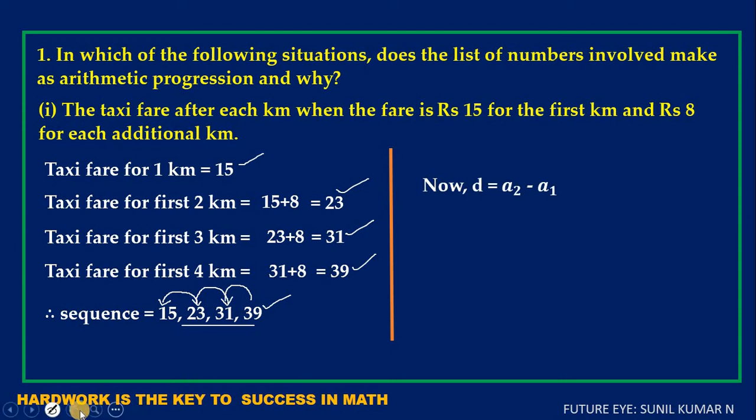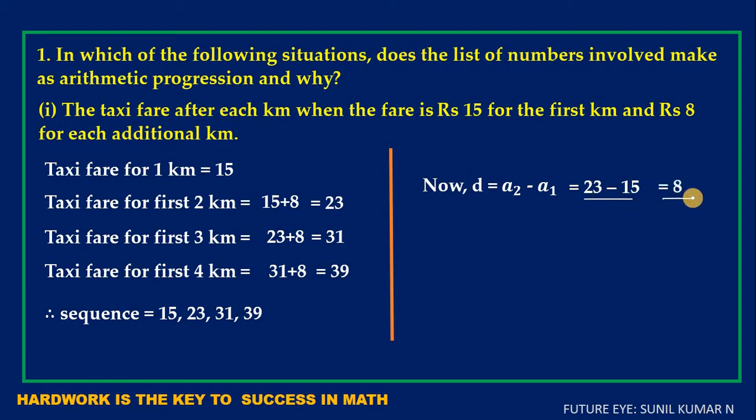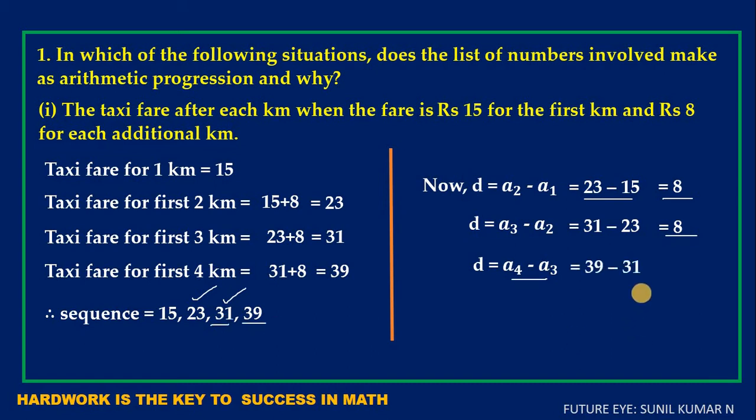A2 minus A1, substitute the values, children. 23 minus 15 gives 8. Next, A3 minus A2. Look here, A3 is 31 and A2 is 23. Subtract these two, we get 8. And next, A4 minus A3. So A4 is 39 minus A3 is 31. Subtract these two, we get 8.